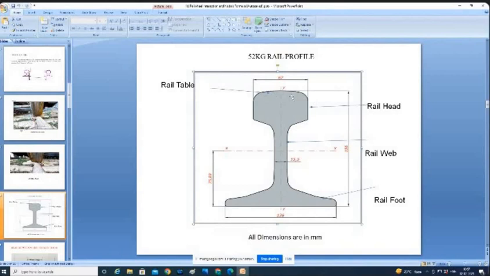The top one we will call the rail table. The top, that means where 67 is written now, that place we will call the rail table. This portion we will call the rail head.